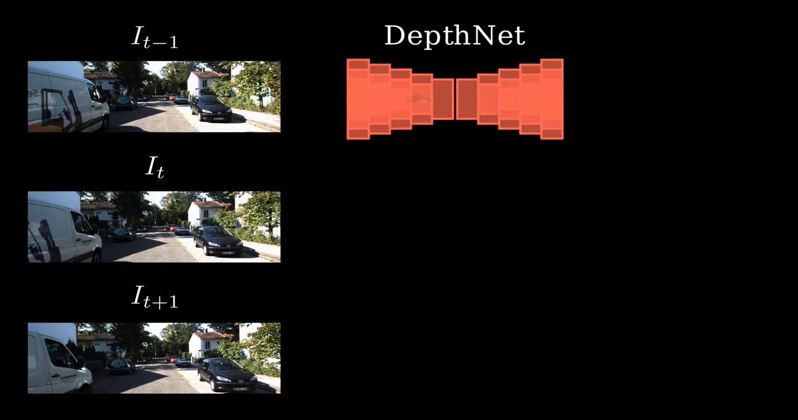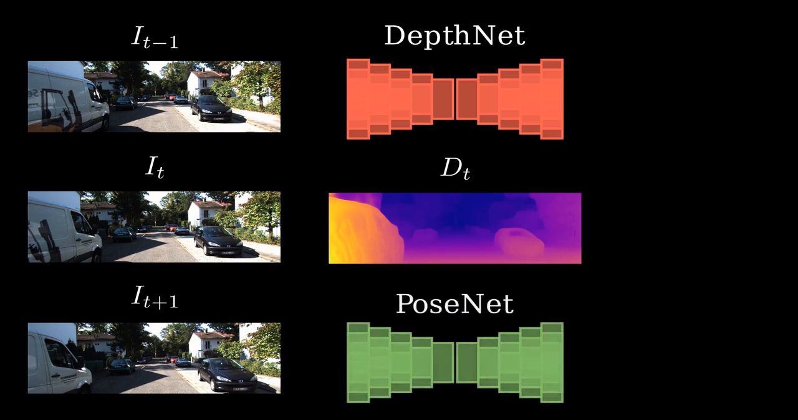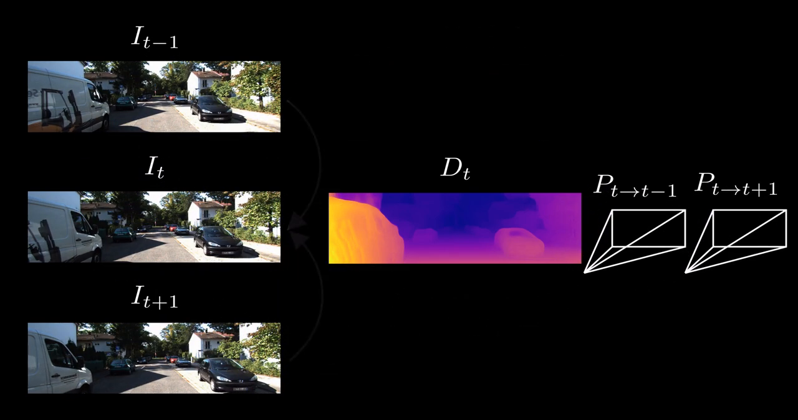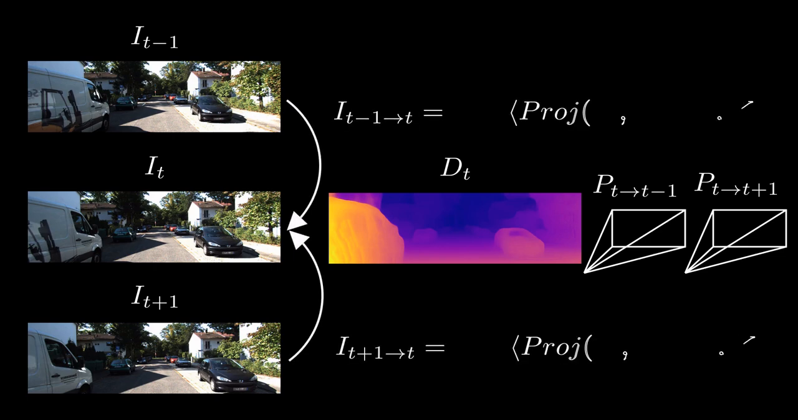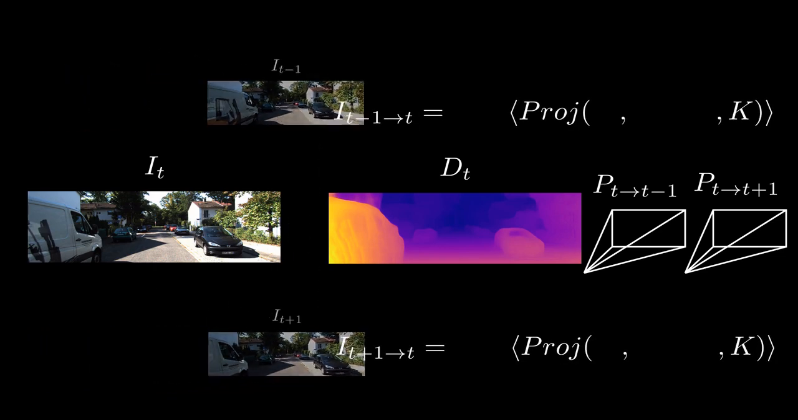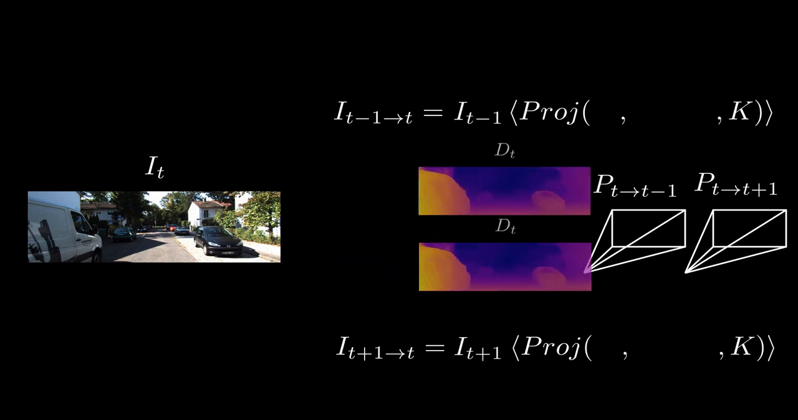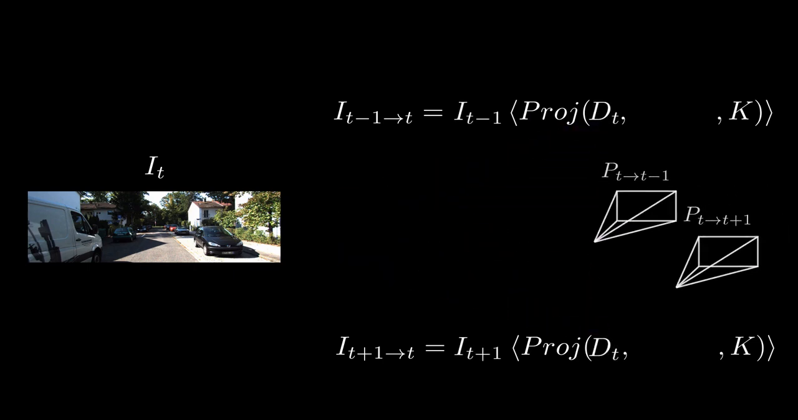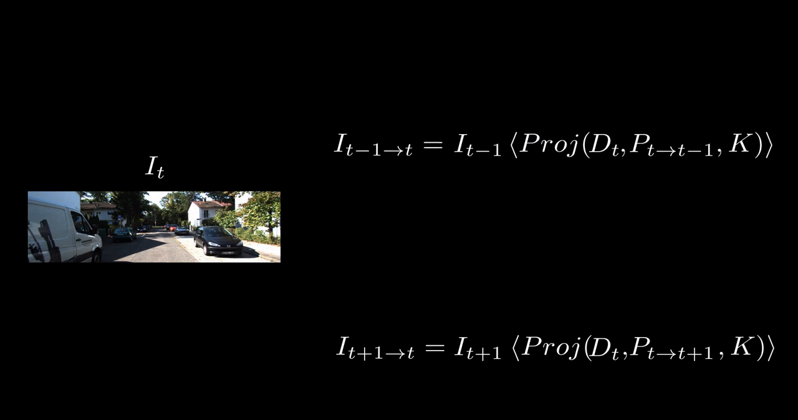This involved using a depth network to estimate the per pixel depth of the target image, followed by a pose network to estimate the ego motion between the target and source images. With these estimations, we can reconstruct the target image using an inverse warping function, which requires the source image, depth of the target image, and the pose from the target to the source image.